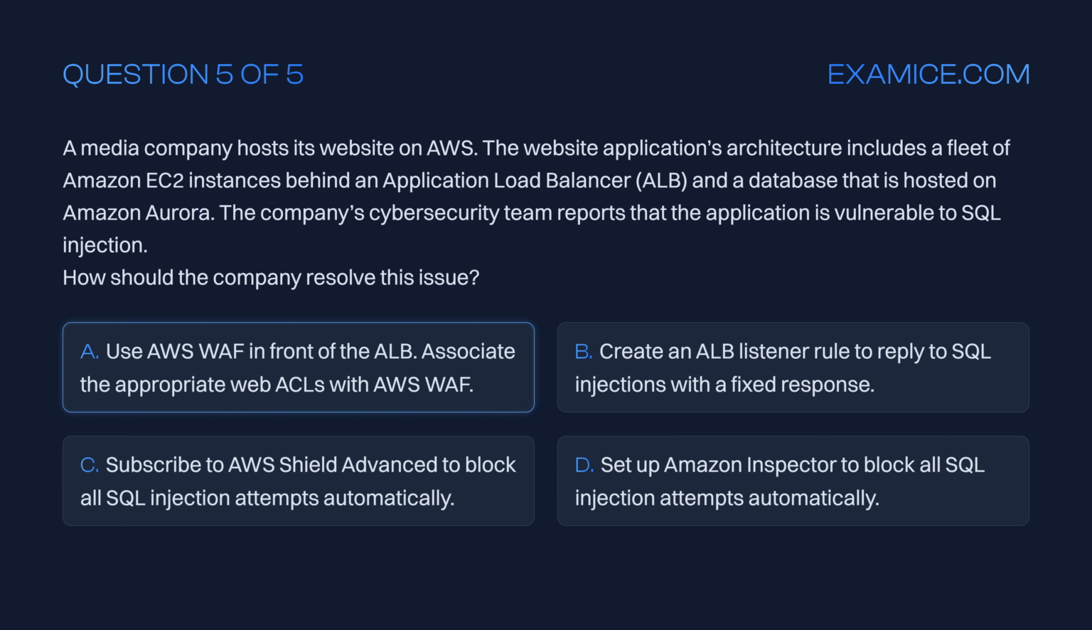Option A. Use AWS WAF in front of the ALB. Associate the appropriate web ACLs with AWS WAF. Option B. Create an ALB listener rule to reply to SQL injections with a fixed response. Option C. Subscribe to AWS Shield Advanced to block all SQL injection attempts automatically. Option D. Set up Amazon Inspector to block all SQL injection attempts automatically.